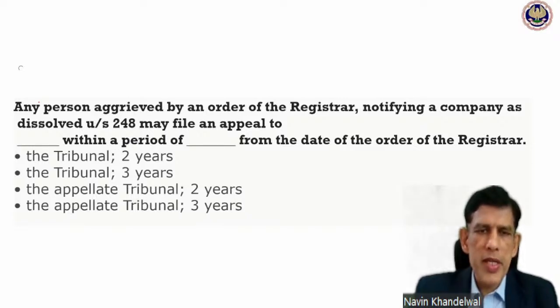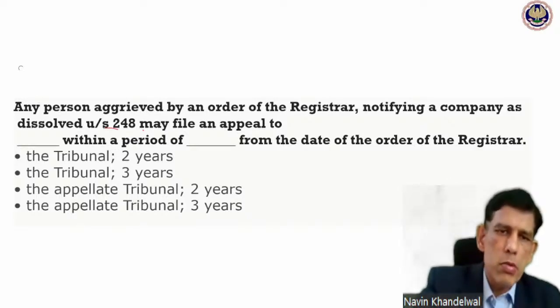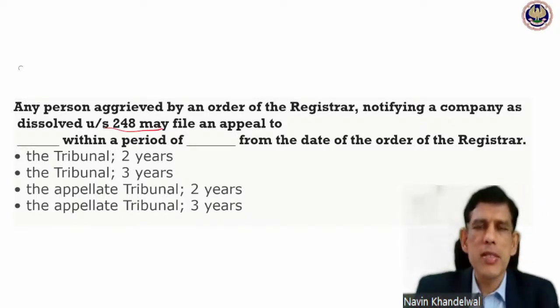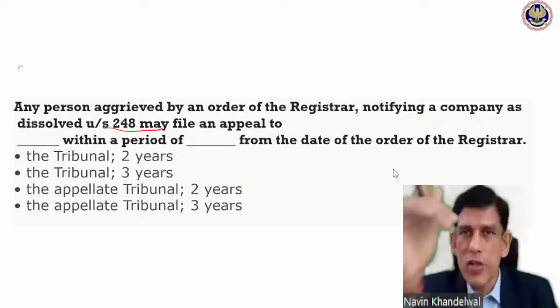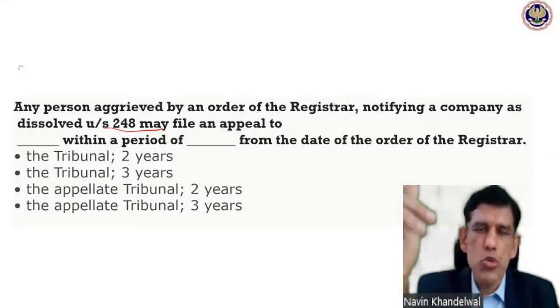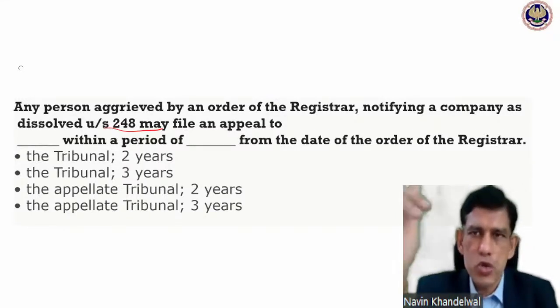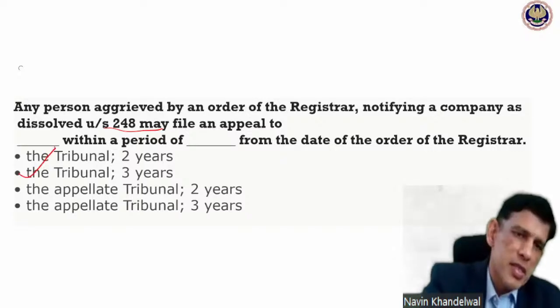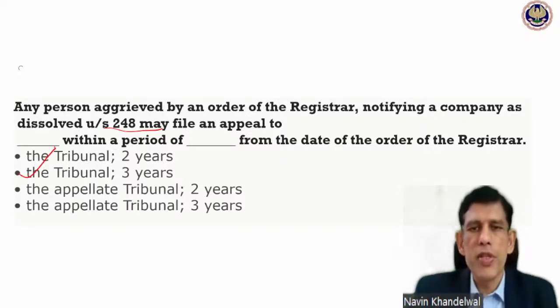Okay, so for an order by the Registrar notifying the company as struck off, what is the time limit available for appeal? Remember, we had different time limits. One is 3 years, and there was an extended time limit of 20 years for the members, the creditors, and the company itself. So here it is to the Tribunal within 3 years.